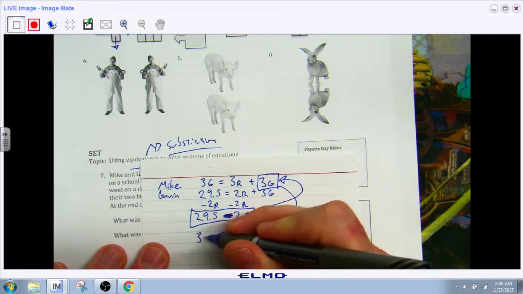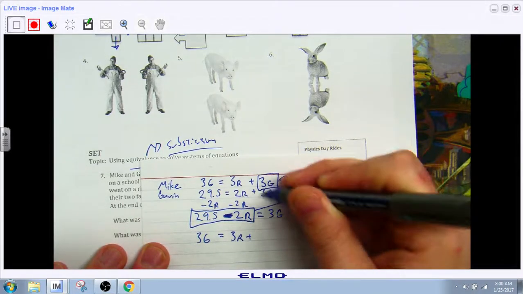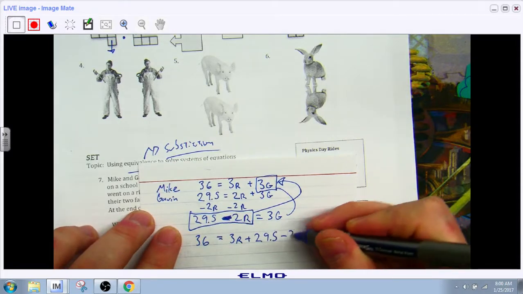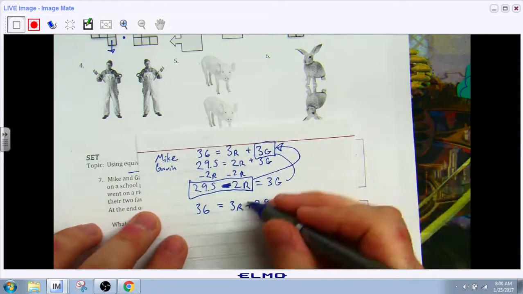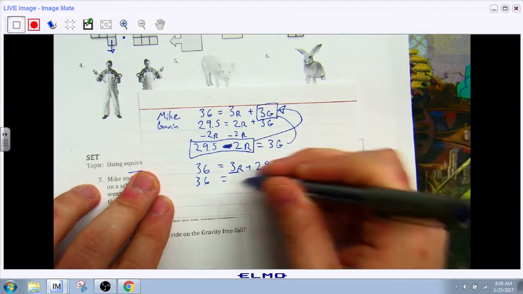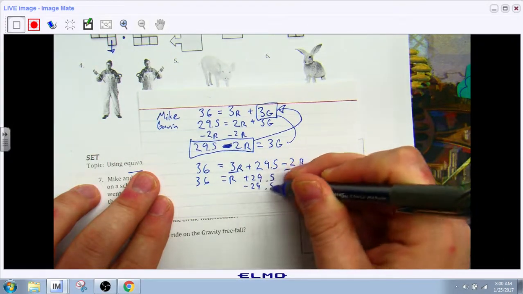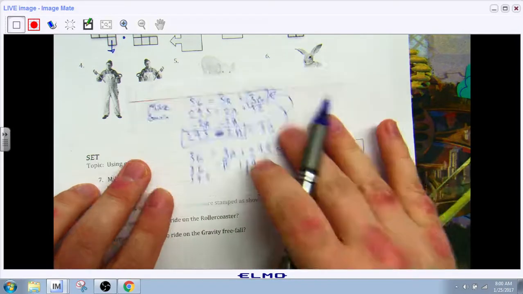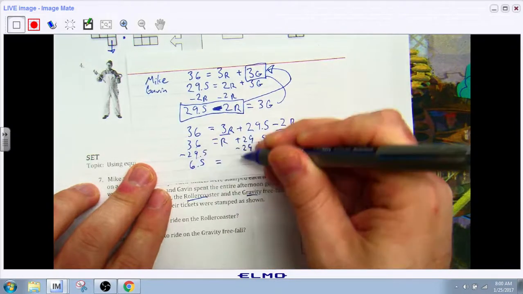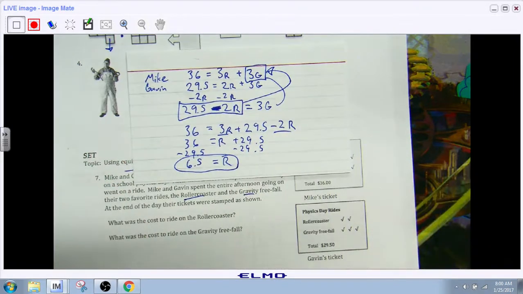So now I have 36, I'm just copying it down, equals 3r plus whatever 3g is. Well, 3g is 29.5 minus 2r. Okay, I can combine my r terms. So I end up with 36 equals 3 minus 2, which is 1r, plus 29.5, and I can subtract 29.5 from each side, giving me 6.5 equals r. So I now know that the roller coaster costs $6.50 to ride.